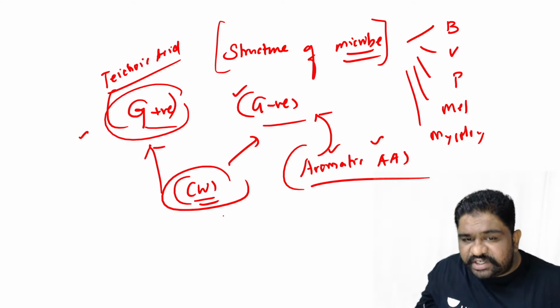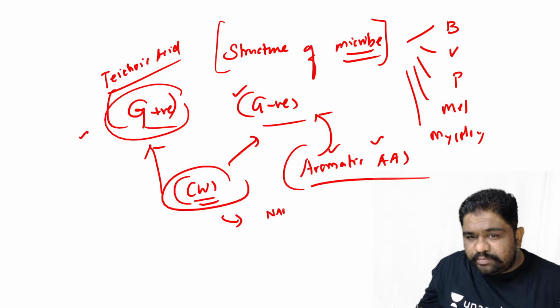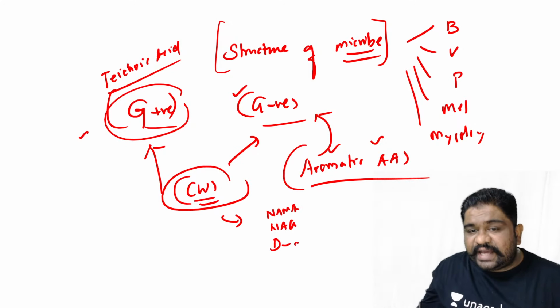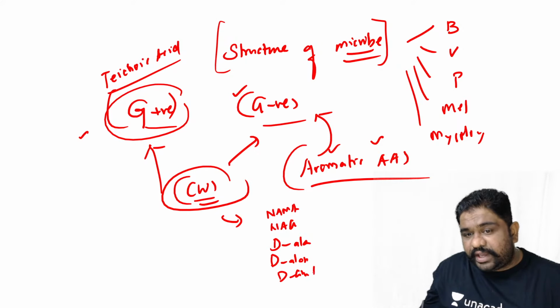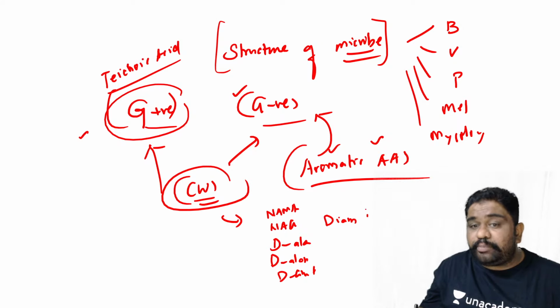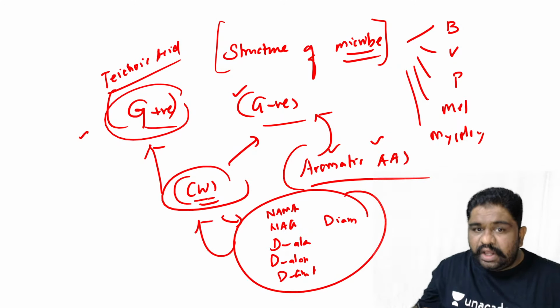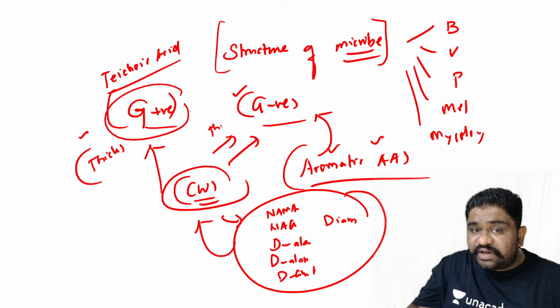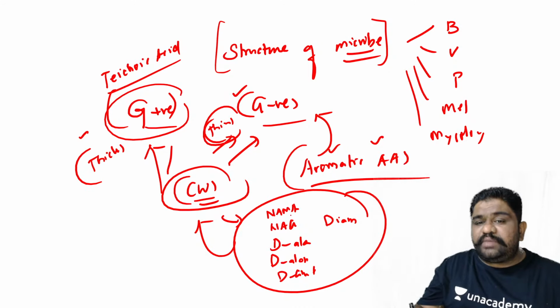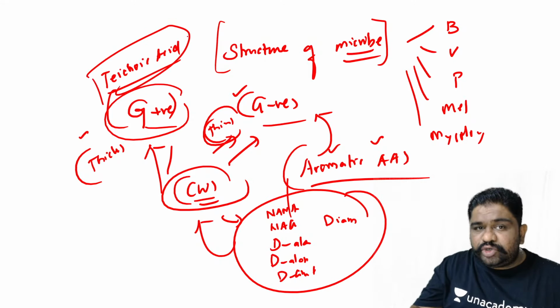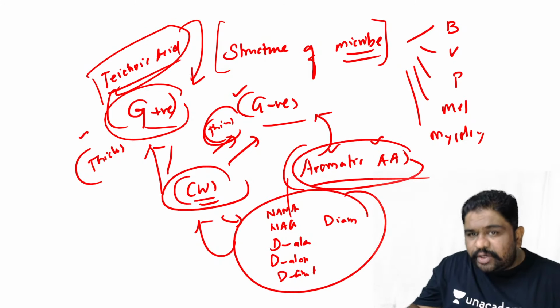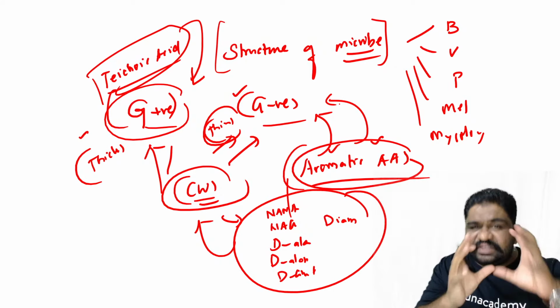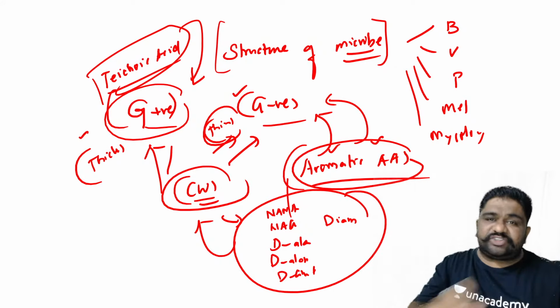So whatever that is present in cell wall, for example, N-acetyl muramic acid, N-acetyl glucosamine, then you have D-alanine amino acid, D-glutamate amino acid, diaminopimelic acid component. All these are present in cell wall, and that cell wall is very thick in case of a gram-positive organism, thin in case of a gram-negative organism. So both of them will be having this content. But teichoic acid is unique for a gram-positive organism. Aromatic amino acid is unique for a gram-negative organism. This is the level at which you have to know the basic structures of a microbe.